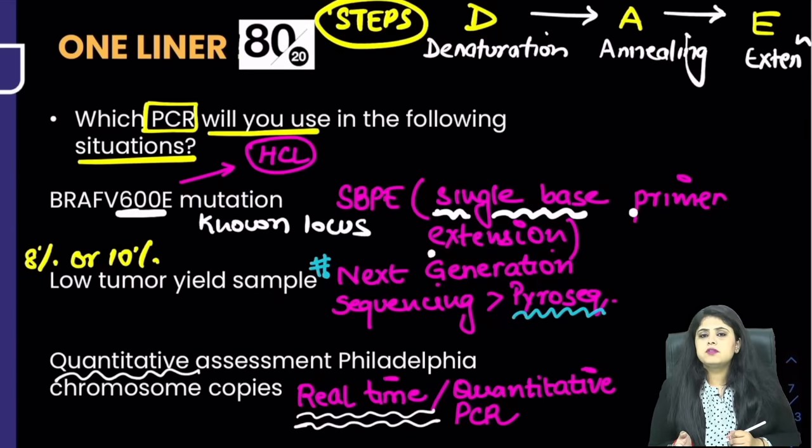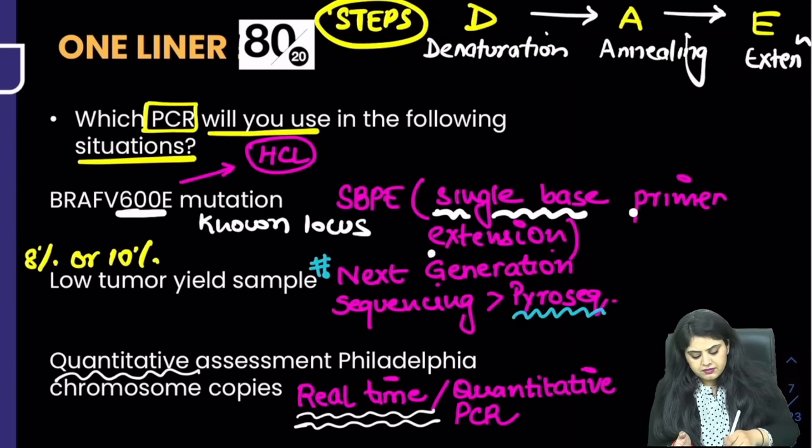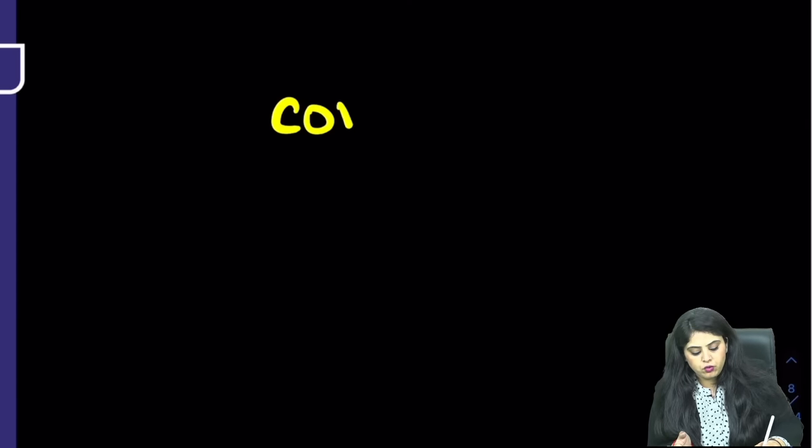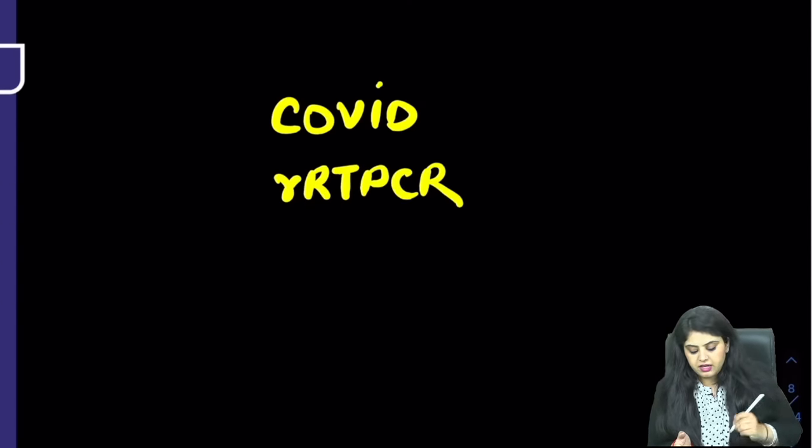So quickly tell me, what were we doing for COVID? Yes, guys, what were we doing for COVID? I think everyone remembers that for COVID, we were doing RT-PCR. What is RT-PCR?